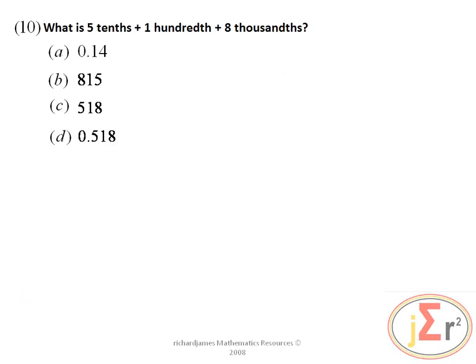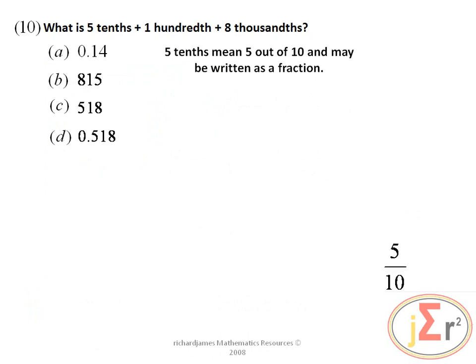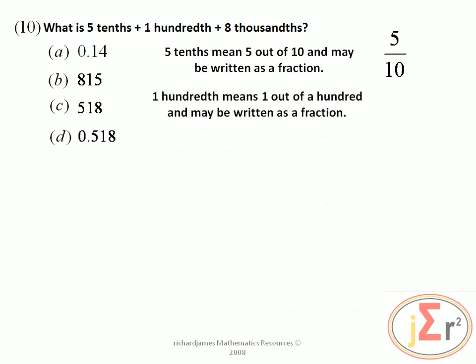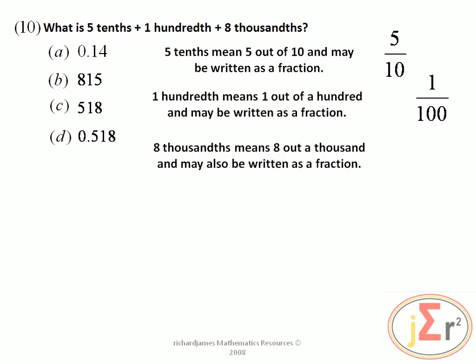What is 5/10 plus 1/100 plus 8/1,000? 5/10 means 5 out of 10 and may be written as a fraction, 5 out of 10, like that. 1/100 means 1 out of 100 and may be written as a fraction. 8/1,000 means 8 out of 1,000 and may also be written as a fraction.